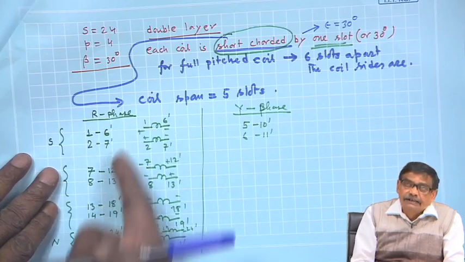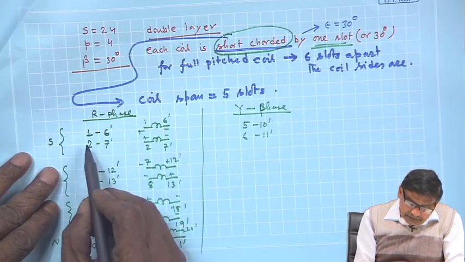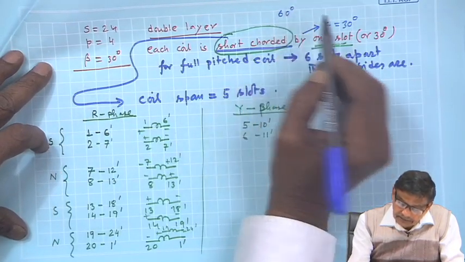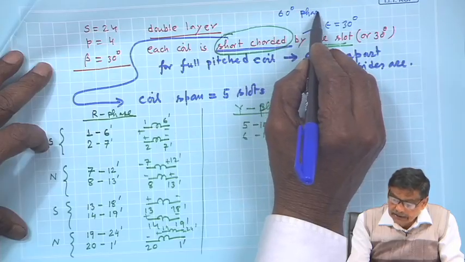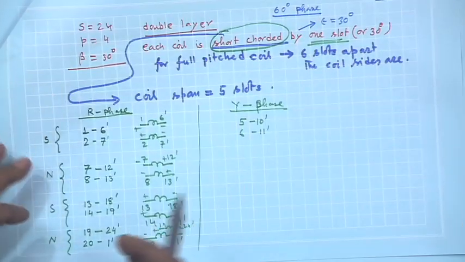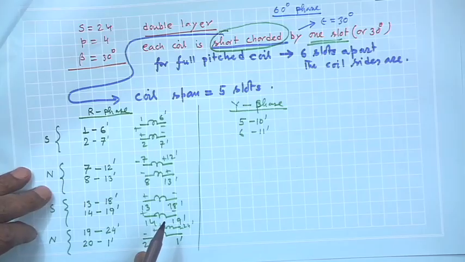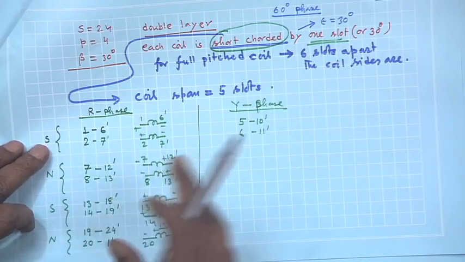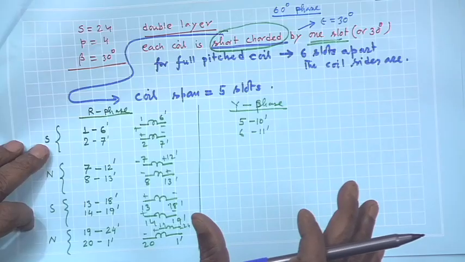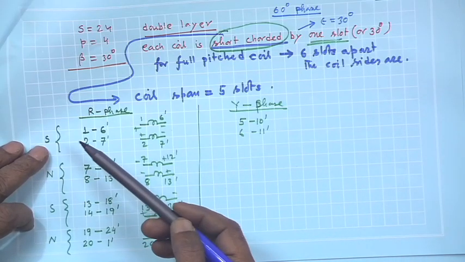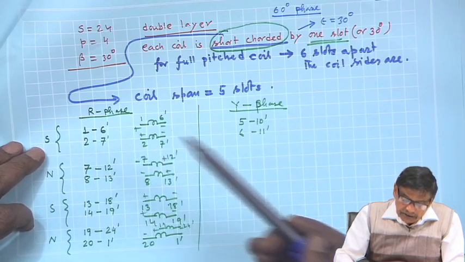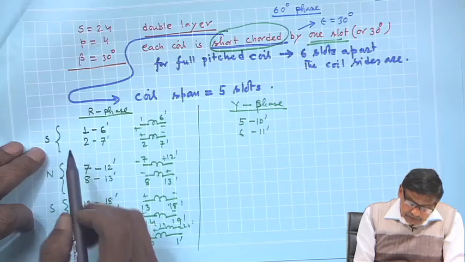Now, for the R phase I completed this. Once again, I want to do a 60 degree phase spread winding. What does that mean? That 180 degrees of space will be equally shared by R phase, Y phase and B phase coil sides. Therefore, if it is 60 degrees, then under 180 degrees span, 2 slots will be shared by R, 2 will be shared by Y, 2 will be shared by B. So, I start with the R.